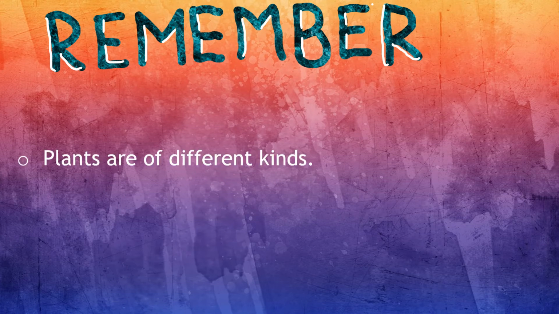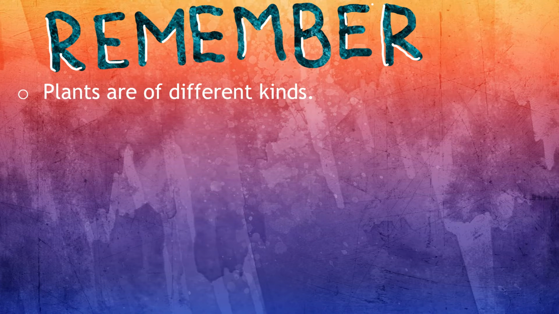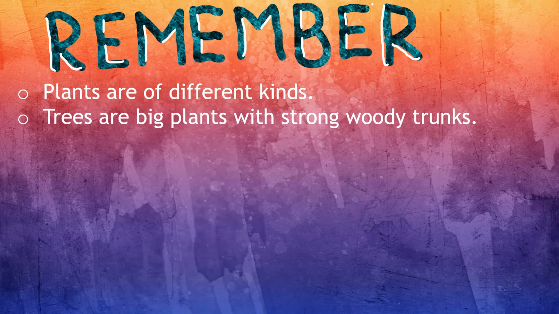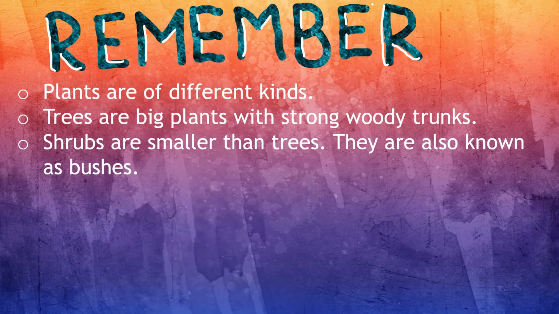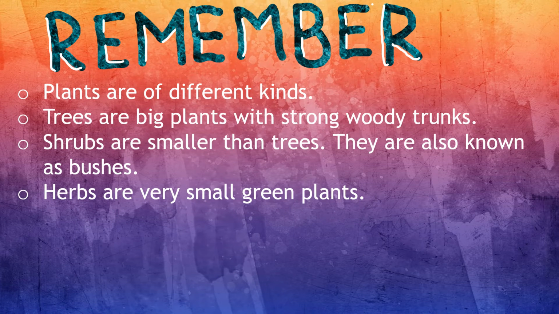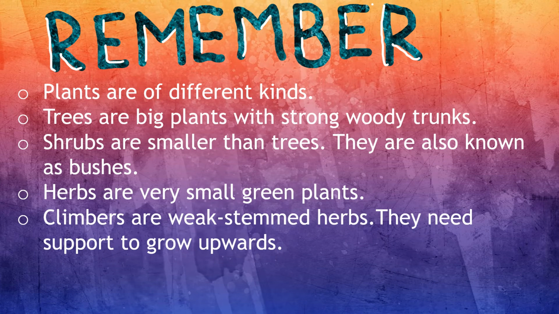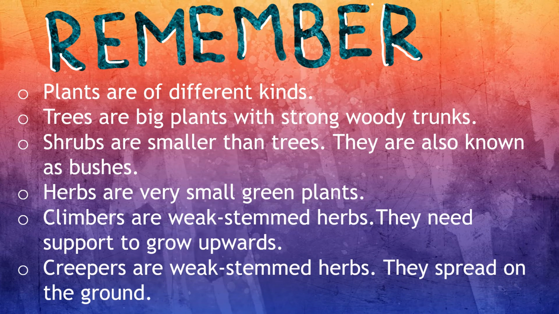Remember children, plants are of different kinds. Trees are big plants with strong woody trunks. Shrubs are smaller than trees. They are also known as bushes. Herbs are very small green plants. Climbers are weak-stemmed herbs. They need support to grow upwards. Creepers are weak-stemmed herbs. They spread on the ground.